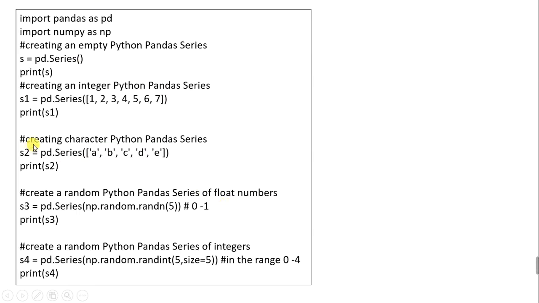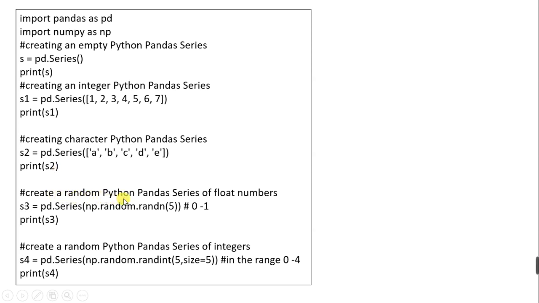Then the third method of creating a series is by creating it with the help of given characters. Character values are being passed. pd.Series. Whenever you are passing character values, single character values, you have to enclose them in quotes. So with comma separation we have written the values, then print it.